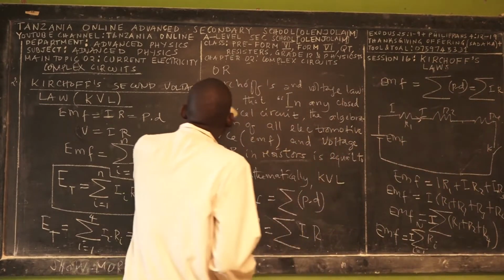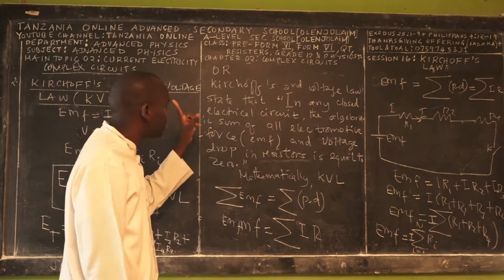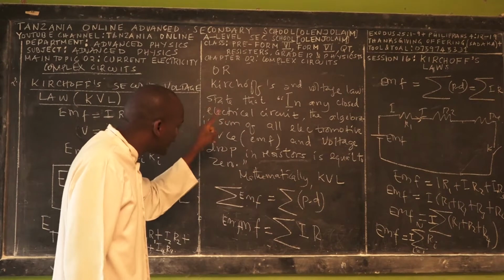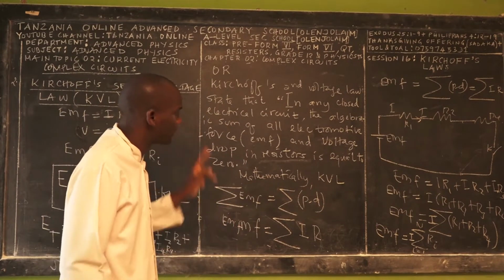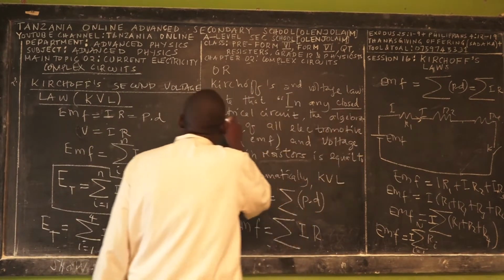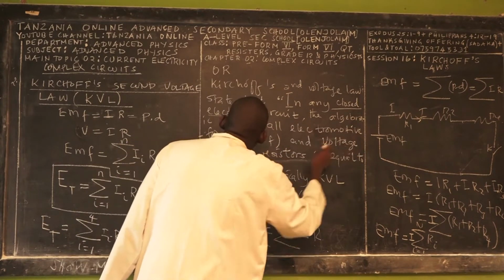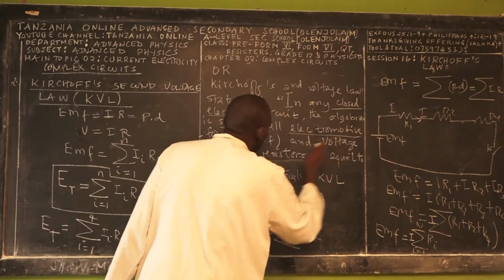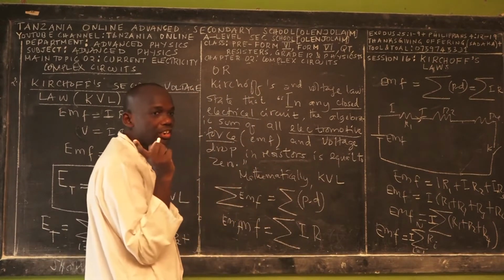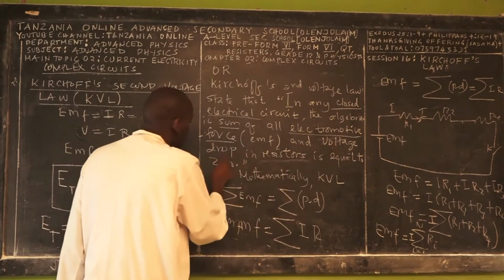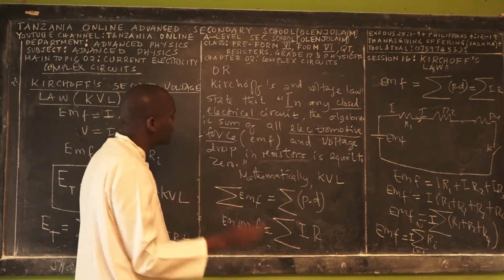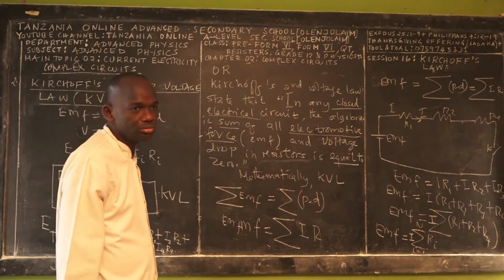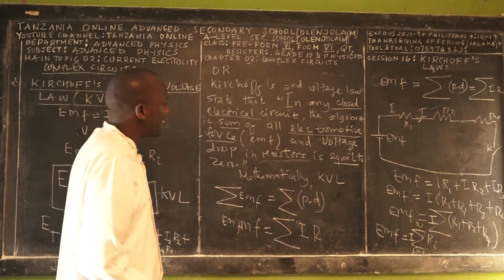Remember, how does the law state? Kirchhoff's second voltage law states that in any closed electrical circuit, very important sentence, in any closed electrical circuit, the algebraic sum of all electromotive force, EMF, this is the driving force inside the cell, and the voltage drop, we mean the potential difference, in resistors is equal to 0. Are we together?